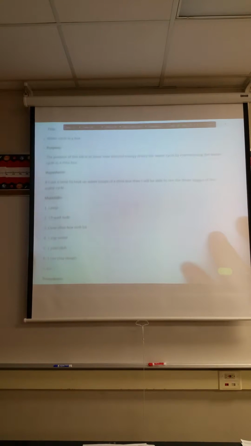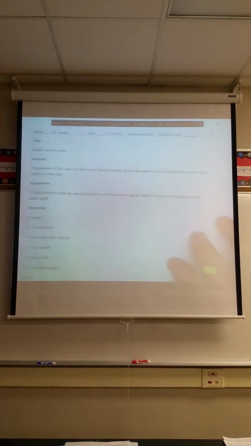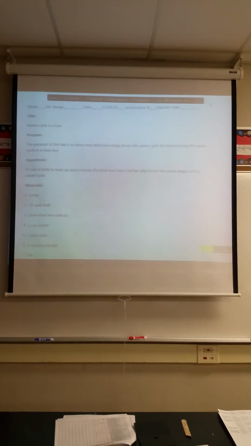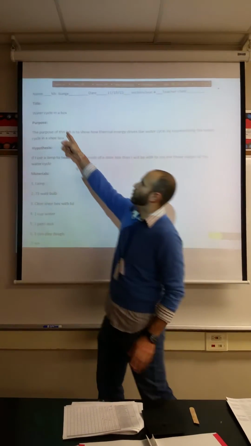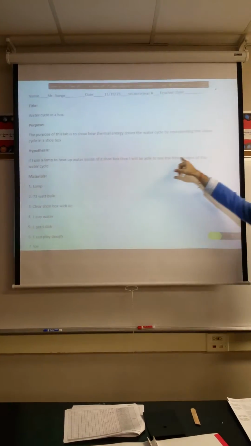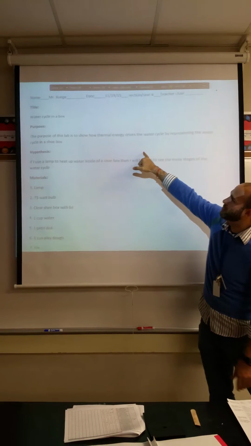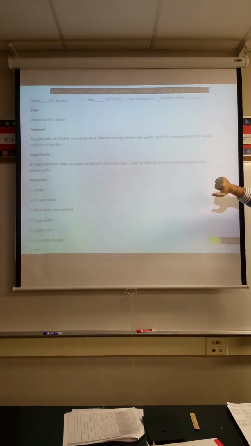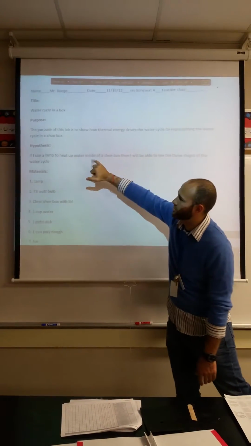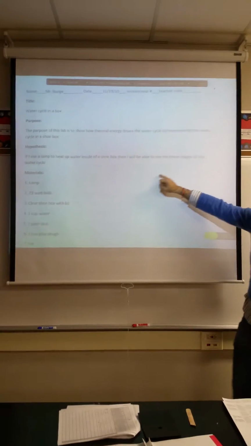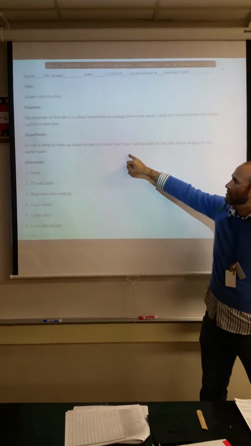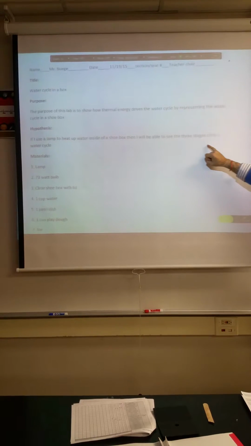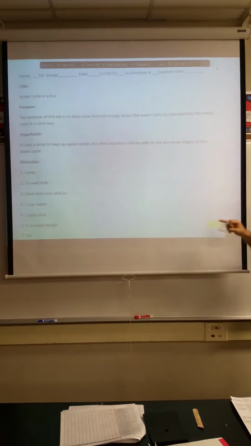So this lab is based off of the water cycle we just did. You notice our title, water cycle in a box. It directly relates to what we did. The purpose of this lab is to show how thermal energy drives the water cycle by representing the water cycle in a shoebox. Hypothesis, if I use a lamp to heat up water inside of a shoebox, then I'll be able to see the 3 stages of the water cycle.